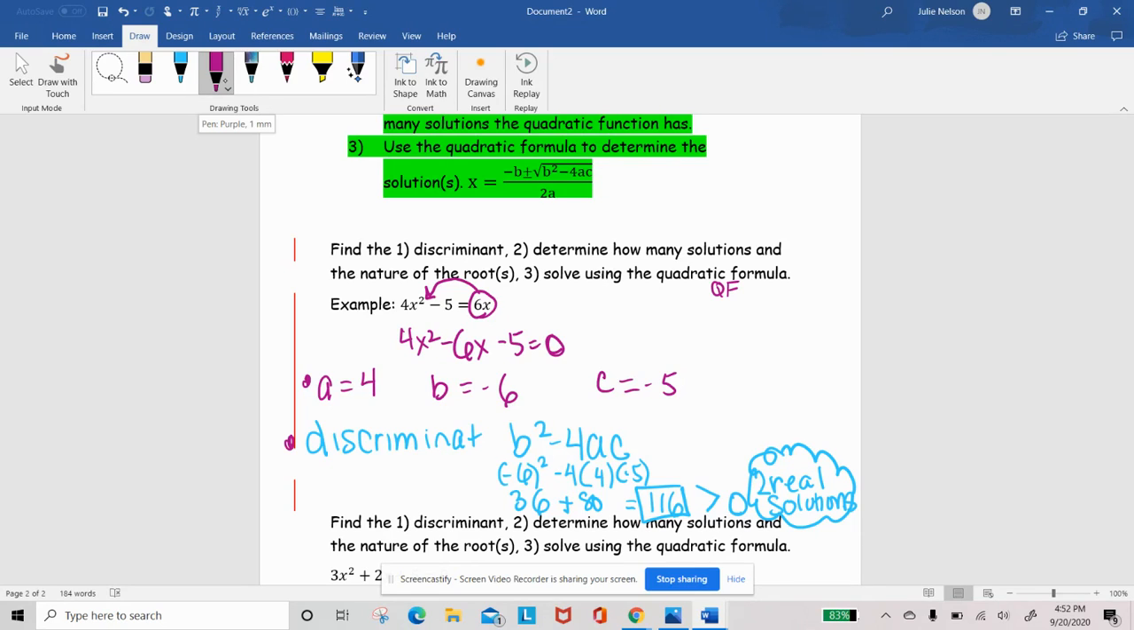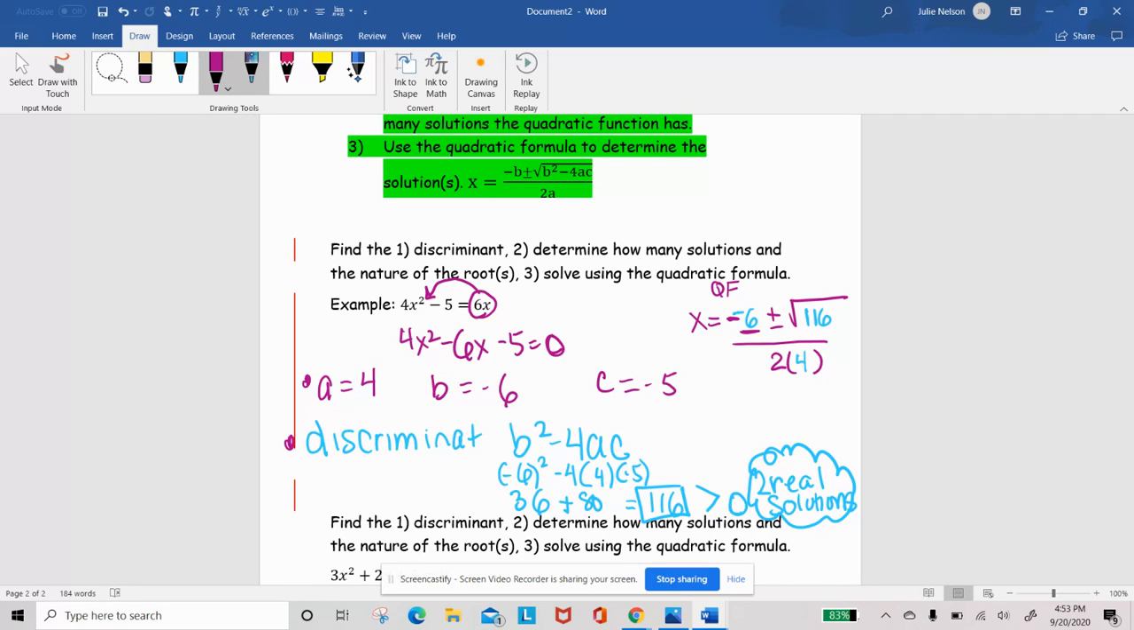So x equals negative b plus or minus the square root of the discriminant, all over 2 times a. So x equals negative b, b is -6, plus or minus the square root of the discriminant, all over 2 times a. a is 4.